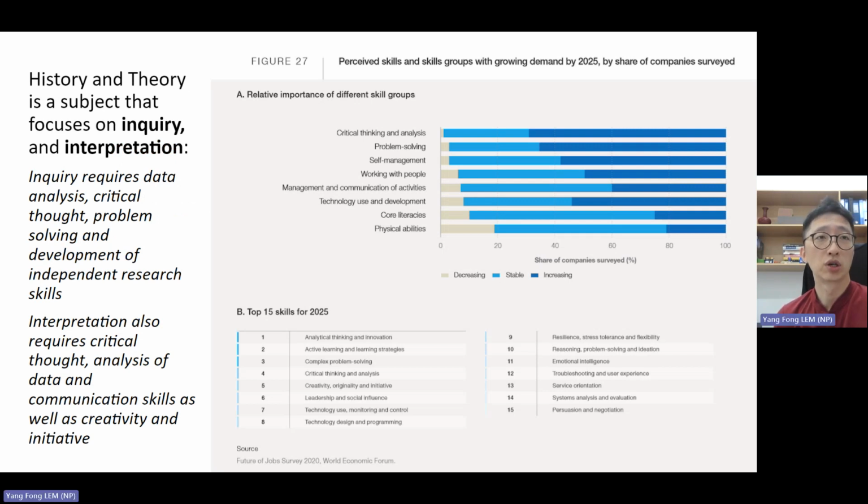Okay, so history and theory is a subject that focuses on inquiry and interpretation. You have data, you analyze that data, you classify the data, and communicate it, if possible. That's why you see the case studies and presentations spread out throughout the semester, although the weightage is just 5%. But it's a very good place to hone this skill, because when you do your research, there's a lot of data. So how do you group them? How do you present them? How do you talk about them?